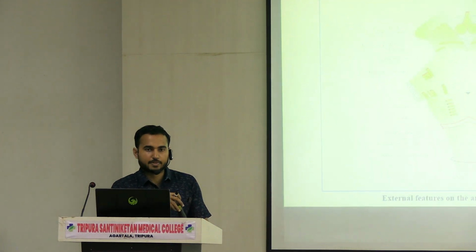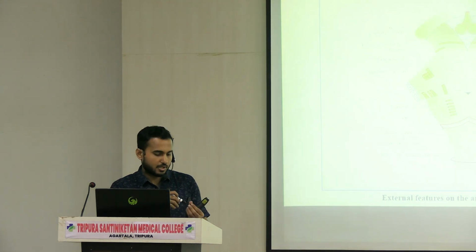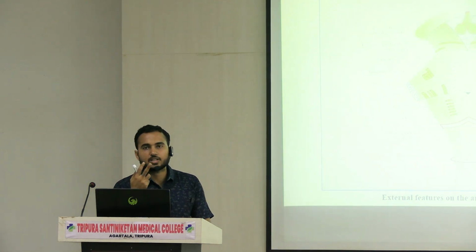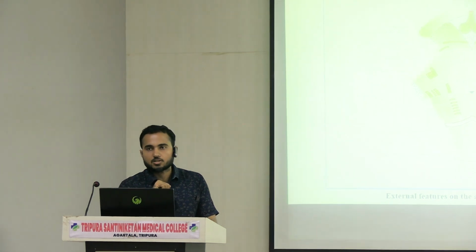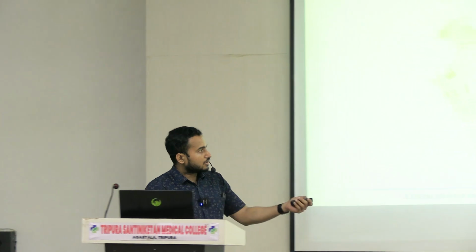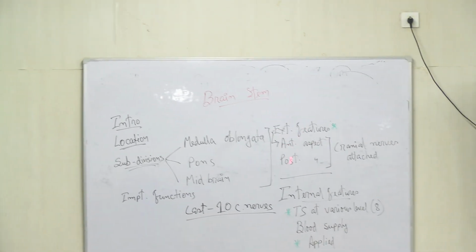In MCQ you can expect questions from there. Remaining all the nerves are coming from the ventral aspect. Only one nerve which is coming from the dorsal aspect, that is the trochlear nerve. So these points, as I said, are for external features.